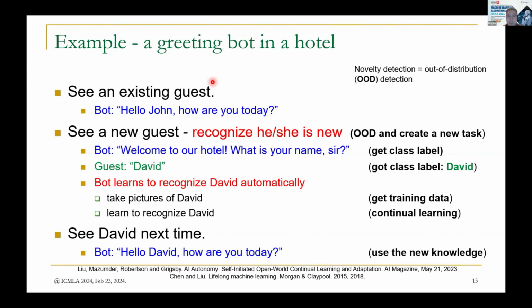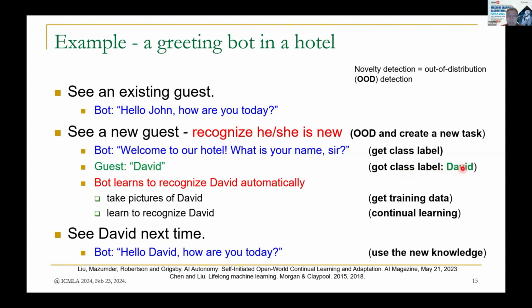This is out-of-distribution detection. Then the bot will say something like, "Welcome to our hotel, and what's your name, sir?" Of course, you may ask me why the bot says something like this. This is basically the adaptation strategy, which I don't really have time to talk about. So the bot says, "Welcome to our hotel. What's your name, sir?" and the guest says, "David."